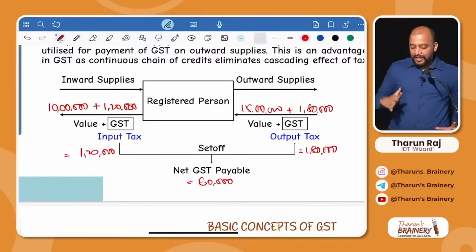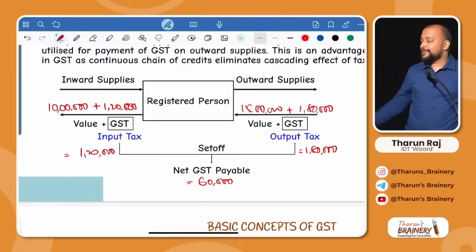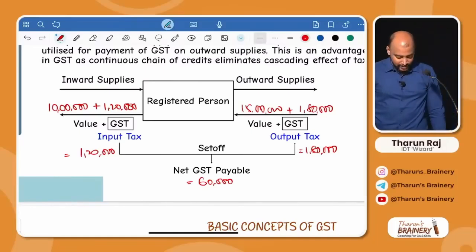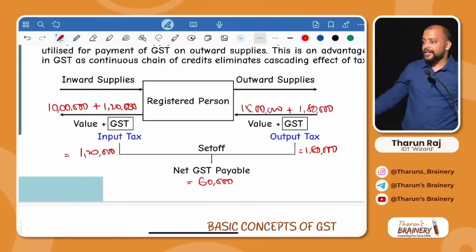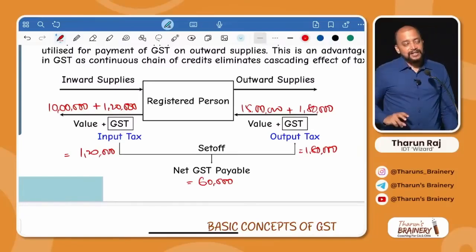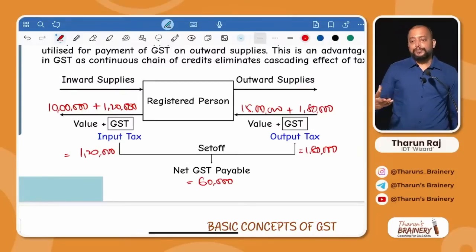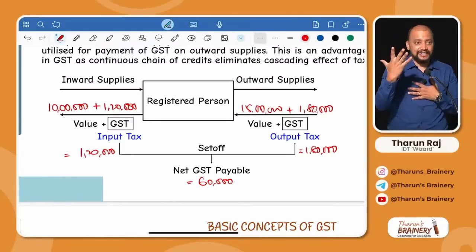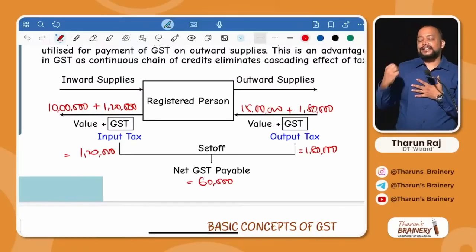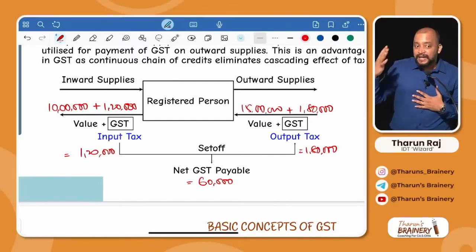Understood? Now what is the entry for this? Can you tell me the purchase entry? Purchase account debit? 10 lakhs or 1,20,000? 10 lakhs. Why 1,20,000 we should not add it to purchase? Because 1,20,000 is recoverable, receivable. It is like an asset, current asset. Asset shows what balance? Debit balance.